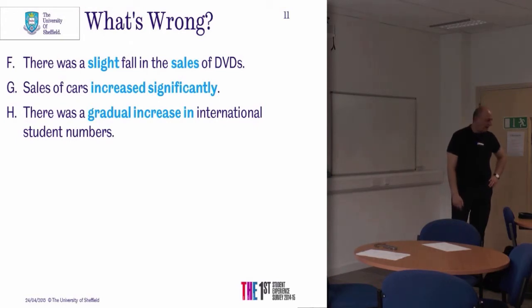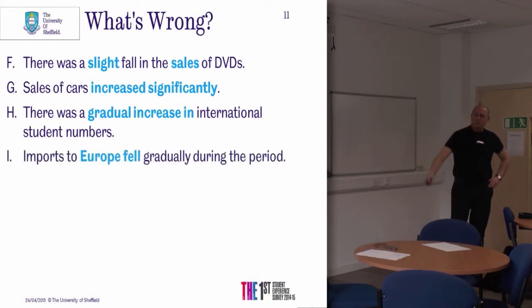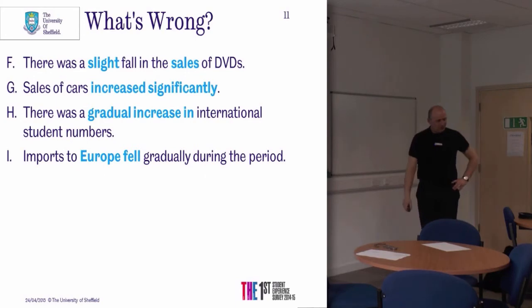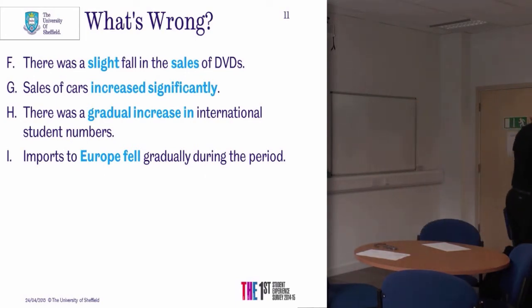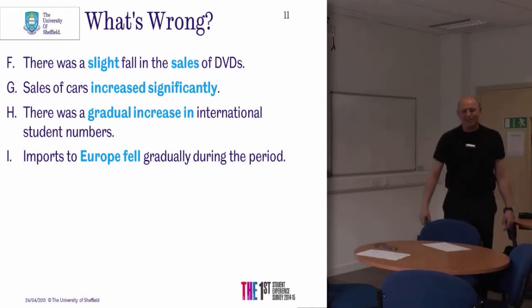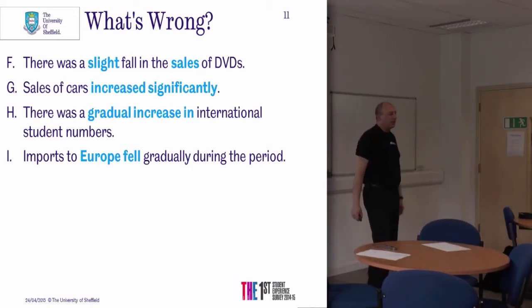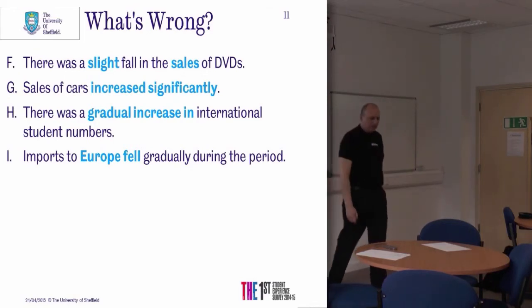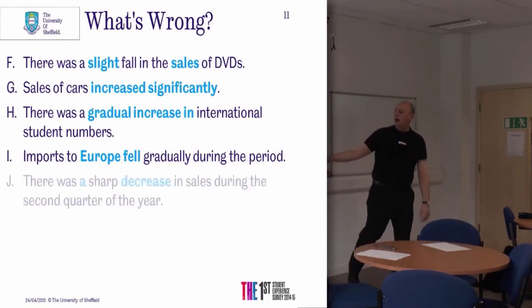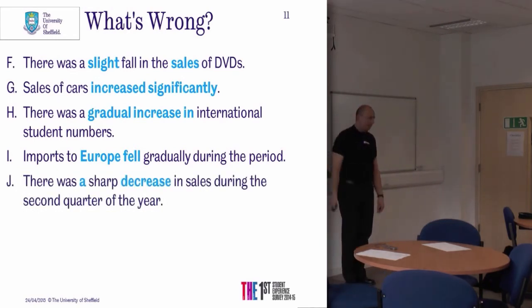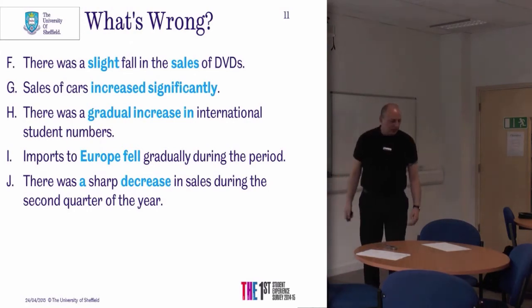Imports to Europe failed gradually. Very good. Europe. European is an adjective. Europe is the noun. So here's a word class problem, which I think a lot of you didn't spot, interestingly. And so the last one. A sharp decrease. There was a sharp. Very good. The missing article, and decrease, not, as it says here, decreasing.